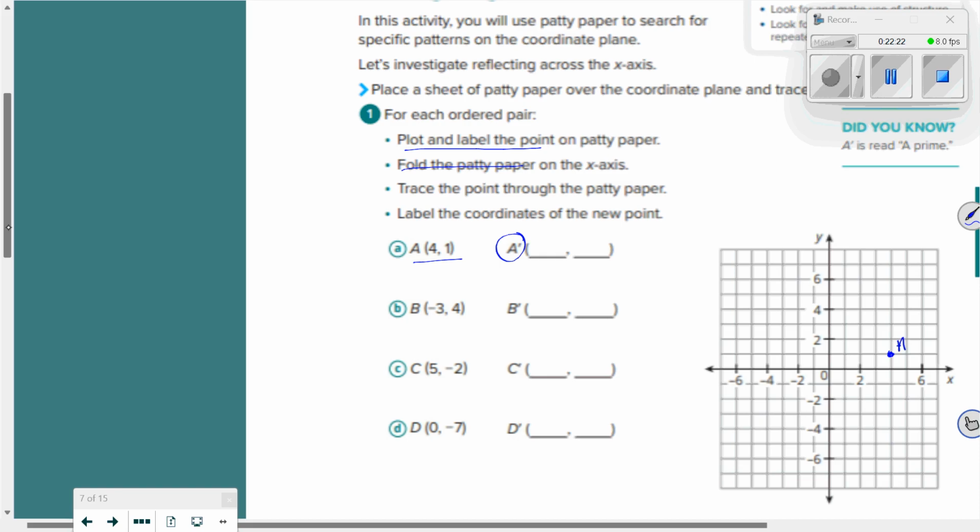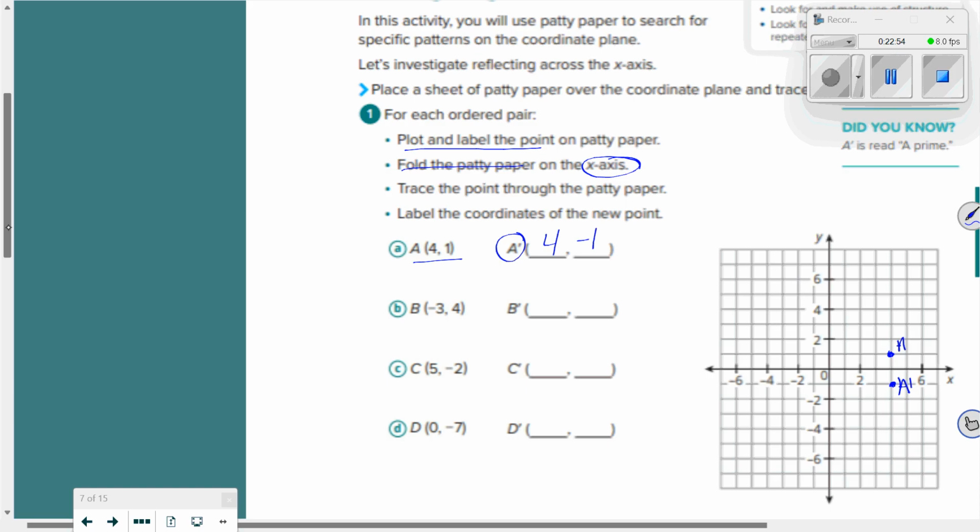The way we're going to do this is we're going to reflect on the x-axis. So all I'm going to do is take my point A and say how far above that x-axis is it? 1. So now I'm going to go the other direction. If it was down, I go up, up I go down. I'm going to put it on the same line, but in the other direction, the same distance away. So this is going to be my A prime. If I look at that, that's now at 4, negative 1.